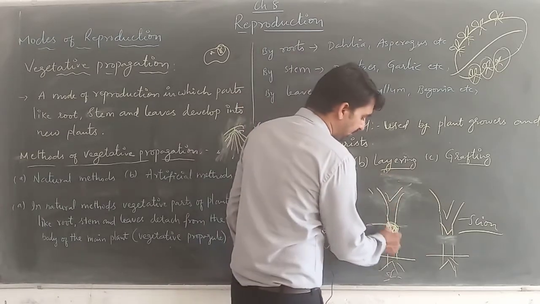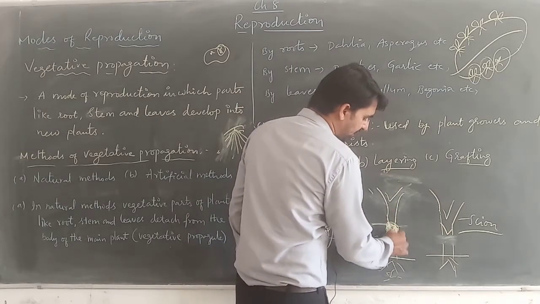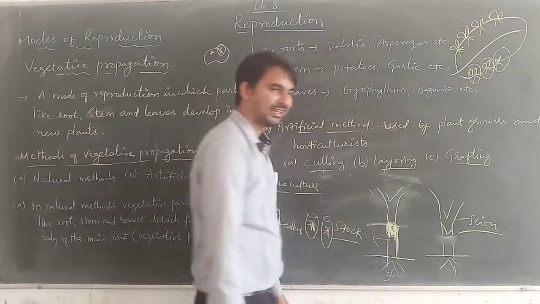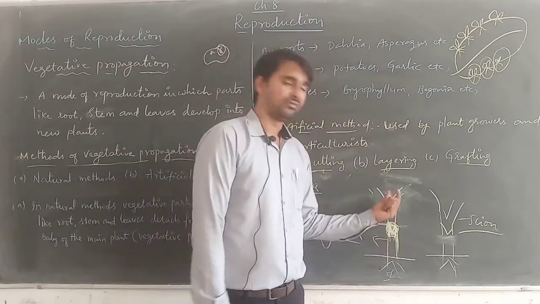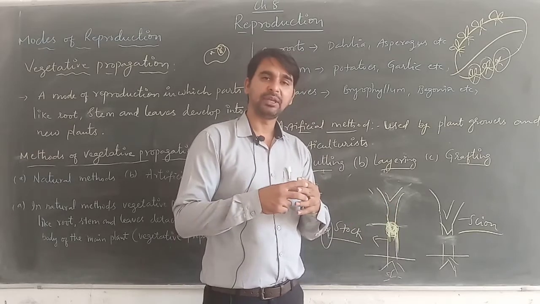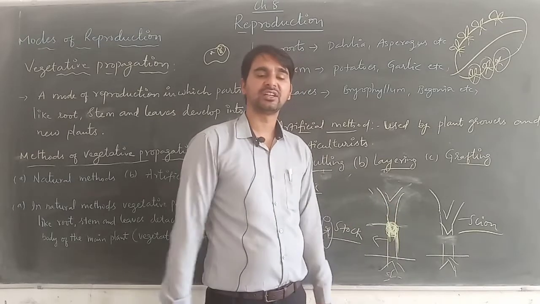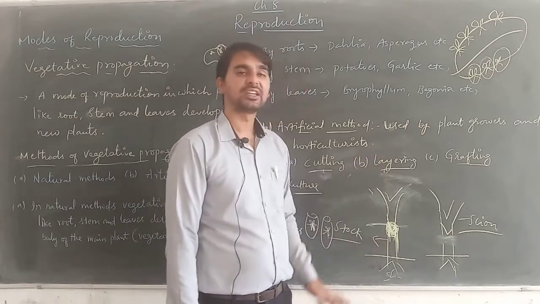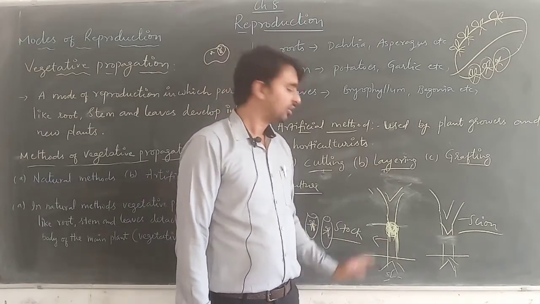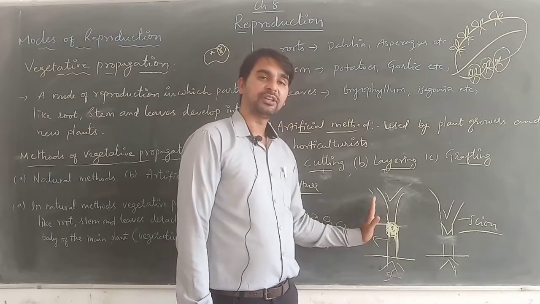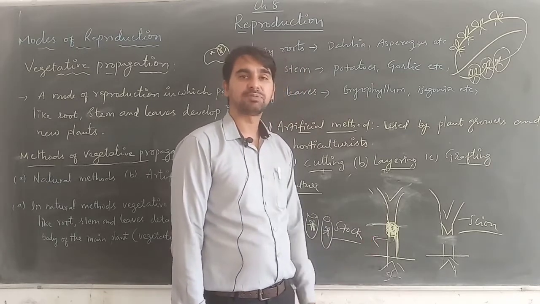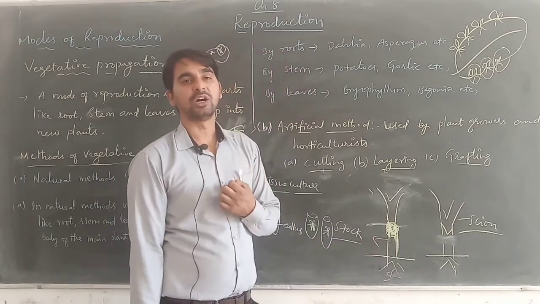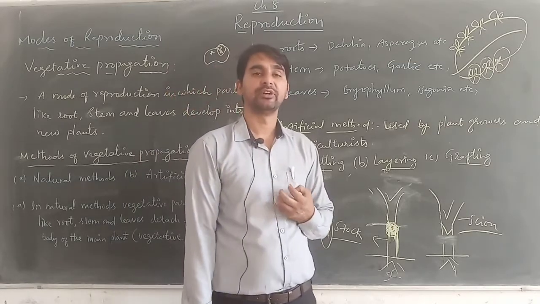That means the cambium of the two plants is joined here by tying them very tightly, so that the cambium of both the plants fuses and unites together, and can be grown as a single independent plant. In this way we can obtain the desired plant that we want, according to our wish.